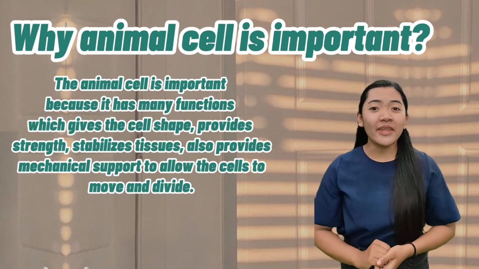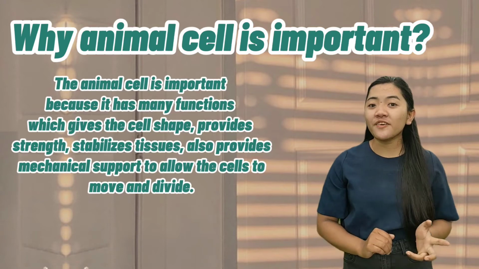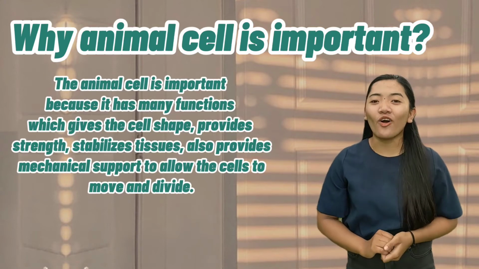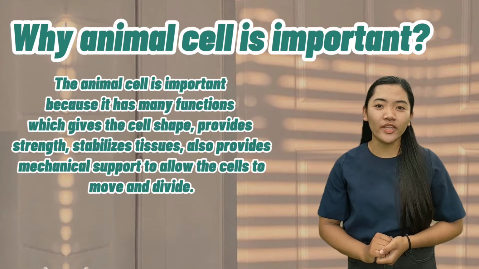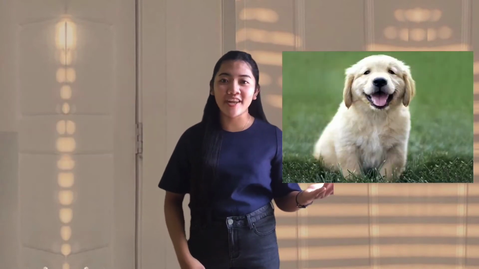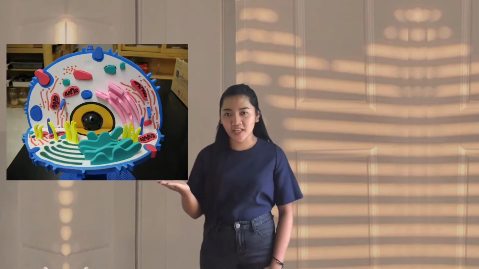The animal cell is important because it has many functions, which give the cell shape, provide strength, stabilize tissue, and also provide mechanical support to allow the cell to move and divide. This is an animal. This is also an animal. What all of these things have in common is they are all made up of the same building blocks, the animal cell. This is a diagram of an animal cell.